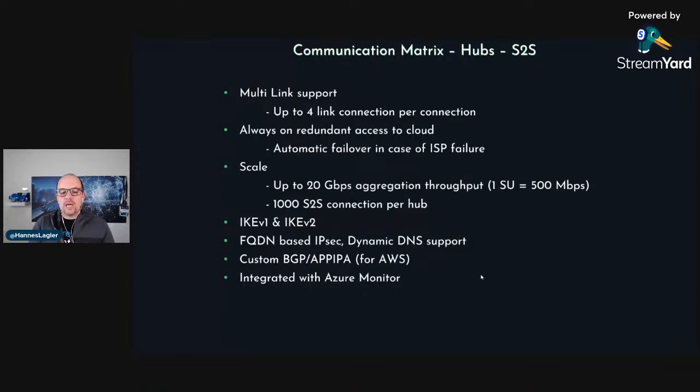We have FQDN-based or dynamic DNS support. And if you want to implement AWS, for example, you can also define your custom IP addresses and BGP configuration. And it's also interesting, it's integrated into Azure Monitor. We will see this also in the live demo.